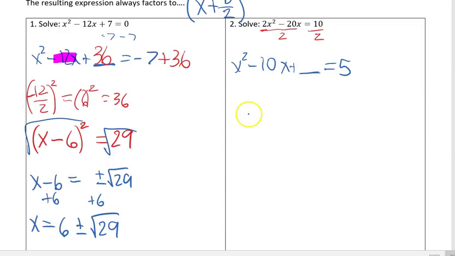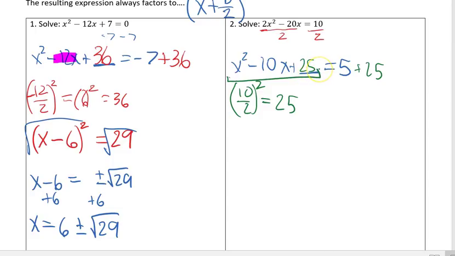So I have to add 10 over 2 squared to both sides, and that's going to be 25. So on both sides, I'm going to add 25. So now I know that this whole thing is going to factor to x plus b over 2 squared. So in this case, that would be x minus 5 squared equals 30.